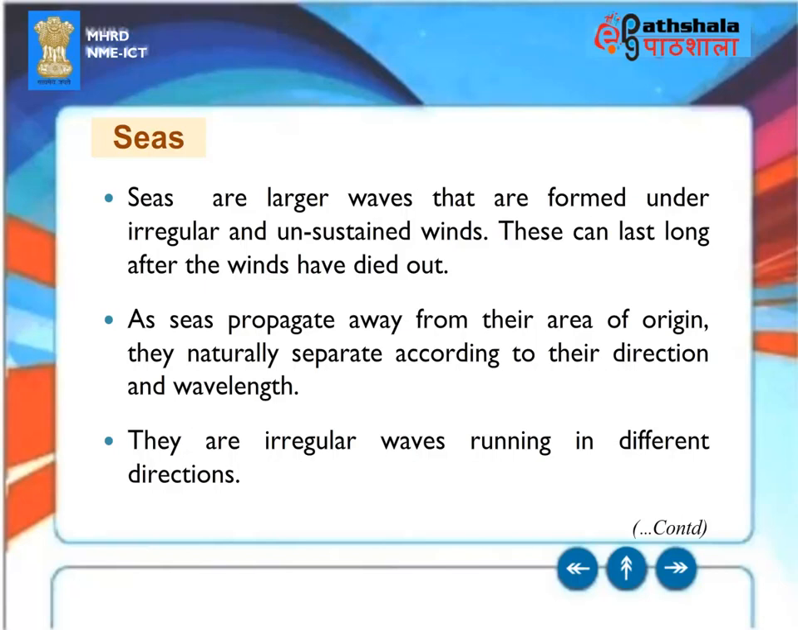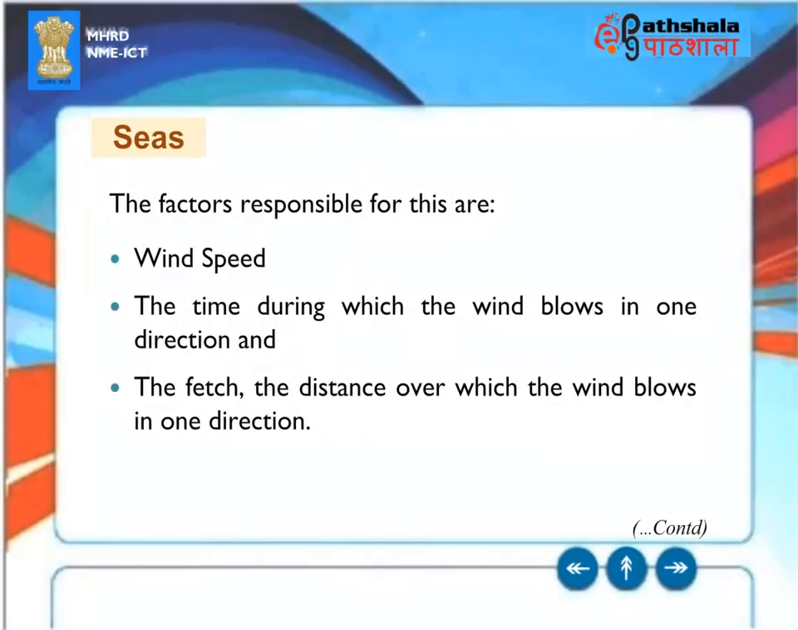Seas. Seas are larger waves that are formed under irregular and unsustained winds. These can last long after the winds have died out. As seas propagate away from their area of origin, they naturally separate according to their direction and wavelength. They are irregular waves running in different directions. The factors responsible for this are wind speed, the time during which the wind blows in one direction, and the fetch, the distance over which the wind blows in one direction.